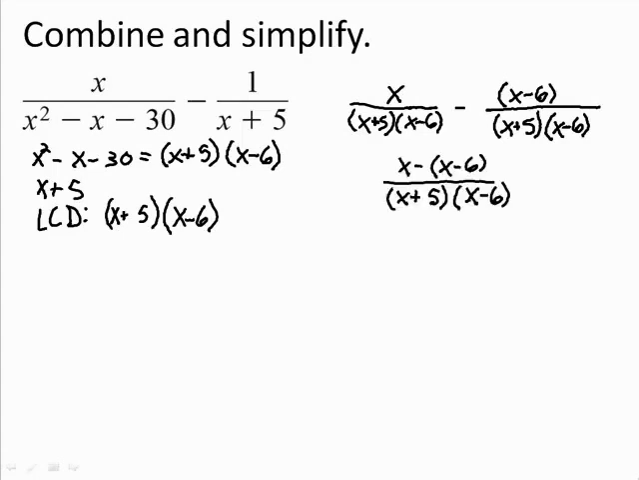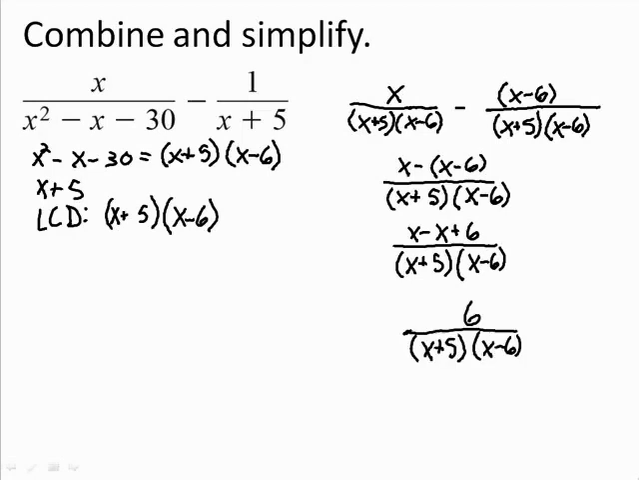X minus the quantity x minus 6 divided by the quantity x plus 5 times the quantity x minus 6. Distribute the negative sign to the quantity x minus 6. X minus x plus 6 divided by the quantity x plus 5 times the quantity x minus 6. Combine like terms. The positive x and negative x cancel out. The simplified expression is 6 divided by the quantity x plus 5 times the quantity x minus 6.